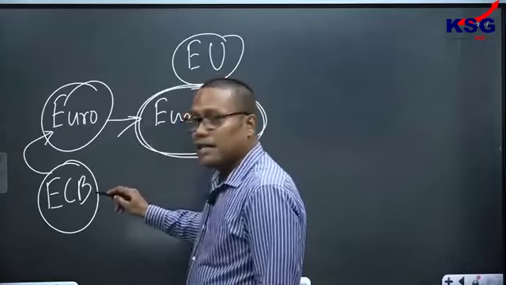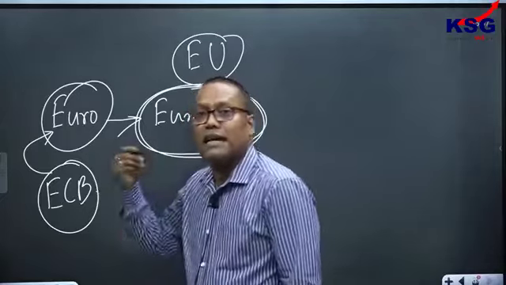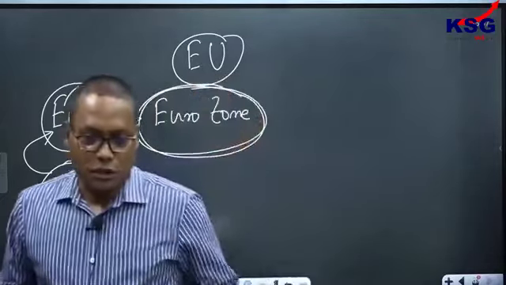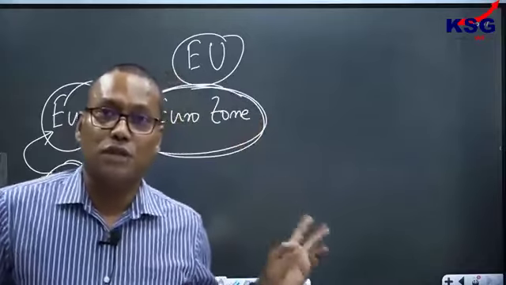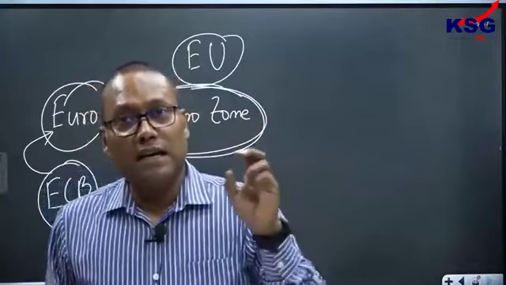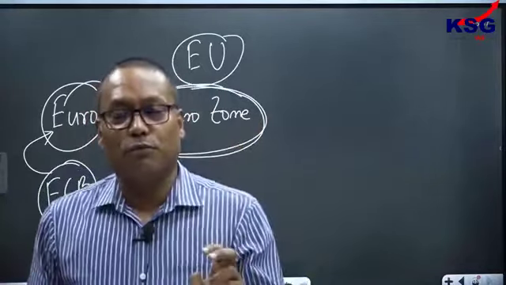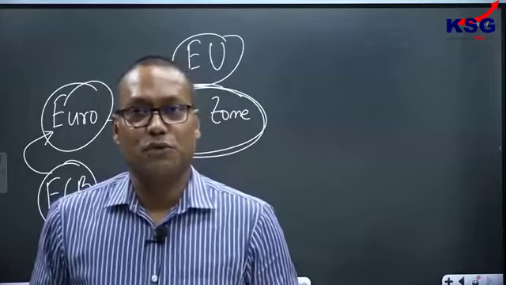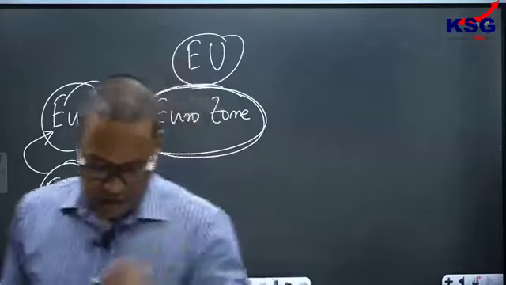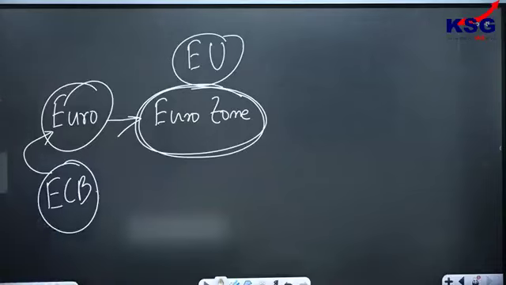So this ECB is making the monetary policy for entire nations. This is the concept of monetary union, and the Eurozone is a monetary union, and it is a highly integrated group in this world. Fine. Just write a few lines. A common market, monetary union.